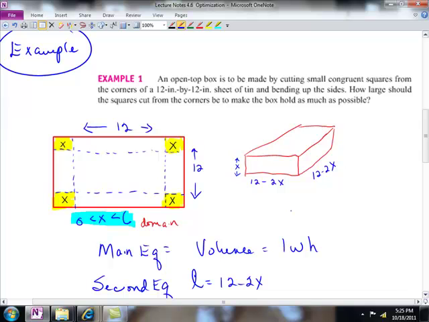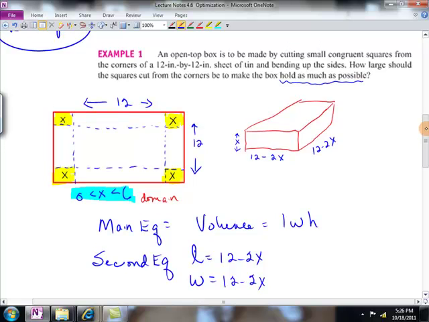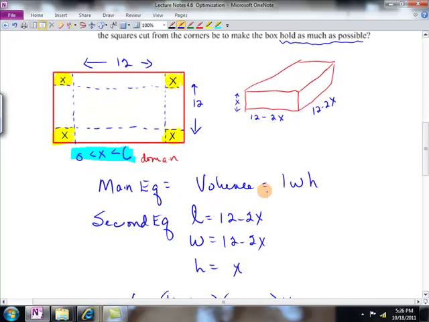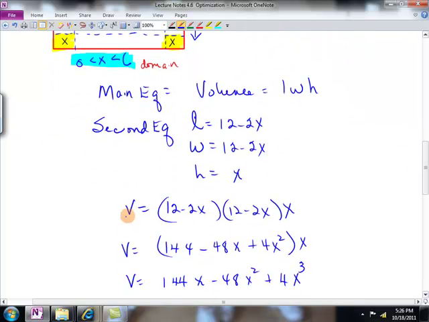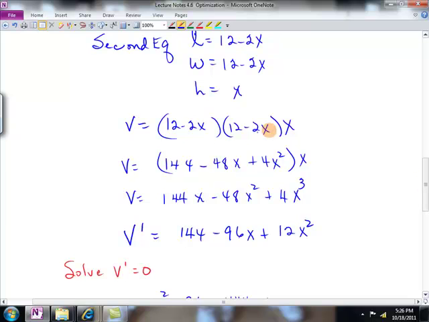All right, so we want to make the box hold as much as possible. That tells me we're looking to work with volume. So our main equation would be volume equals length times width times height. Well, I need to put these all in terms of one variable. So I could say my length is 12 minus 2x, my width is 12 minus 2x, and my height is x. All right, then you've got your equation in terms of x. You're going to multiply those all out, just doing that algebraically, and you get this V.